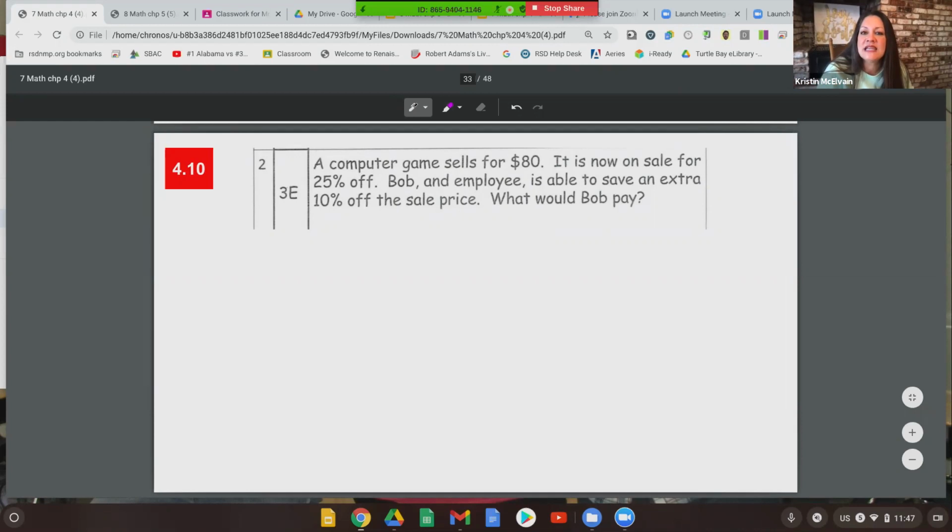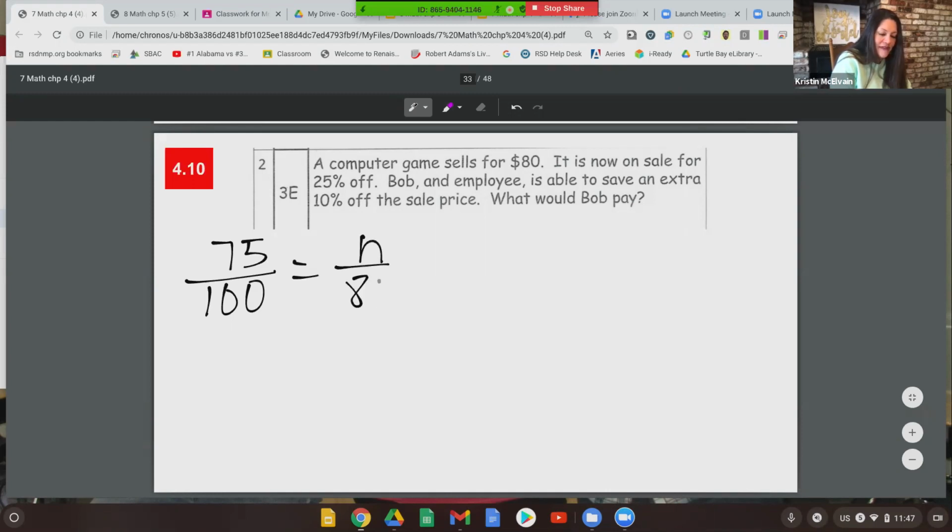All right, so 2 steps. First, we need to see how much is 75% of 80. That's how much the sale price is, okay? So if it's 25% off, then what we would pay is 75%. We do 75% as the part, this is the whole, and that's how much of $80. So cross multiply gives us 100N equals 75 times 80.